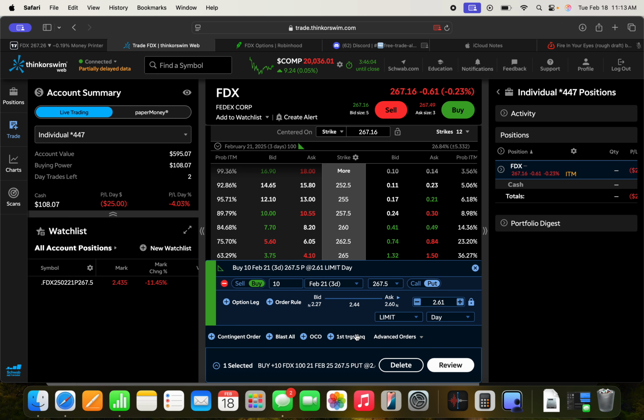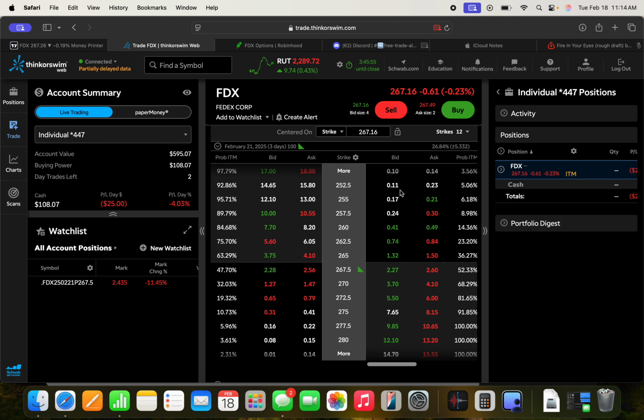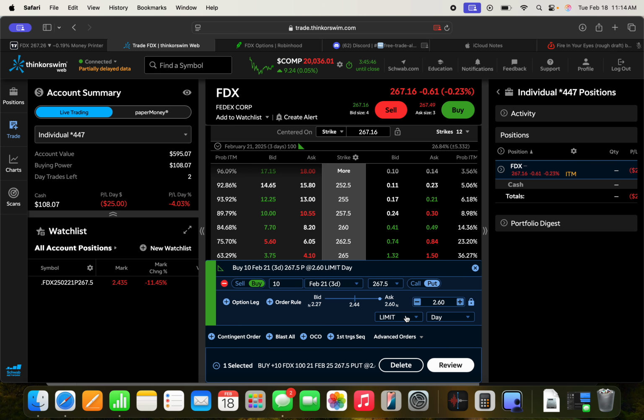That represents $261 that they want for this specific contract. Every ask price or bid price that you see on here is multiplied times 100. So 2.60 times 100, that's $260. On the computer, because on the phone it looks a little bit different.